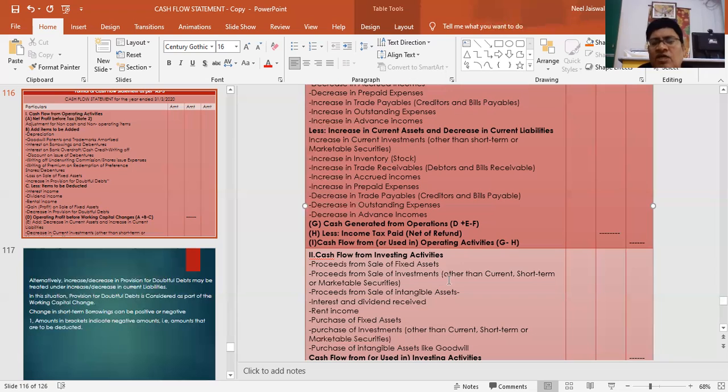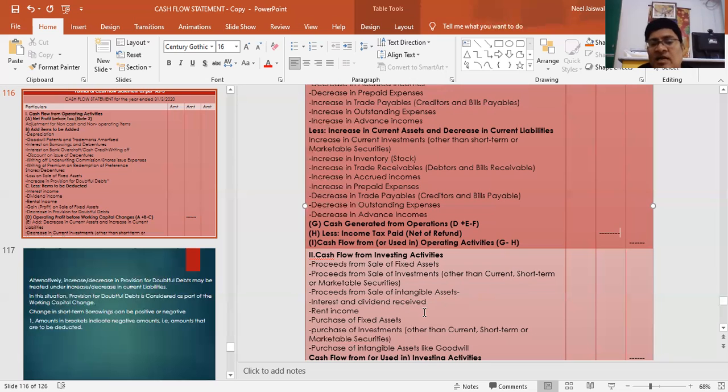Proceeds from sale of investment, that is other than current, short-term and marketable securities, because marketable securities go in cash and cash equivalent, and current investment goes in other current assets and liabilities, that means working capital changes. So these three items we don't take in investing activity because they are not long-term. So any proceeds from investment, any proceeds from fixed assets, both tangible and intangible, are increasing my cash flow, so they are added back.